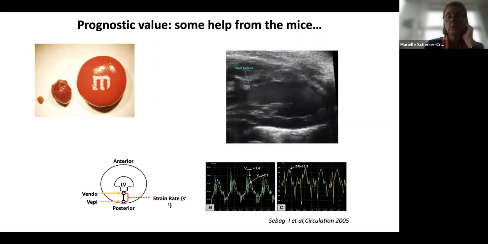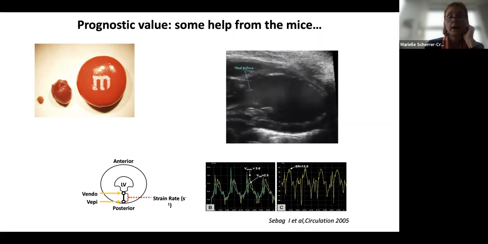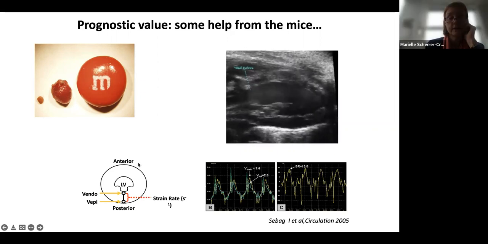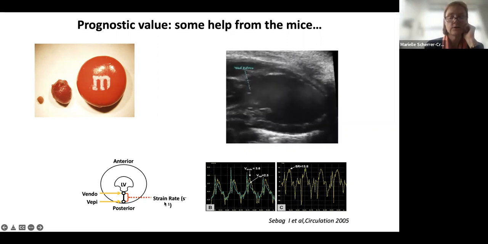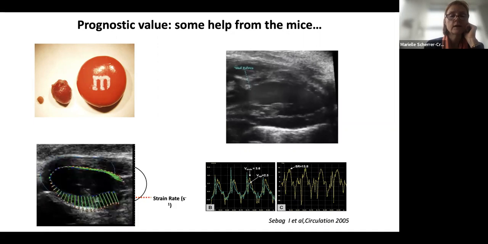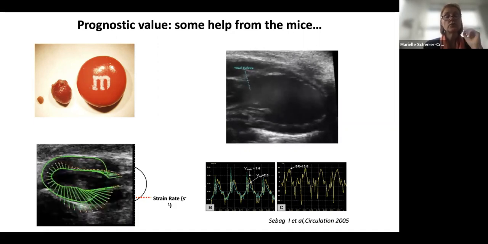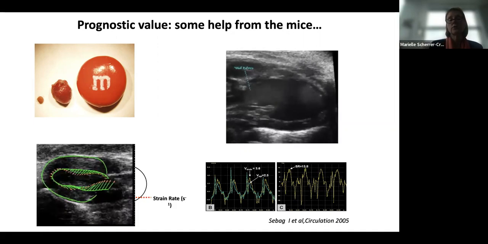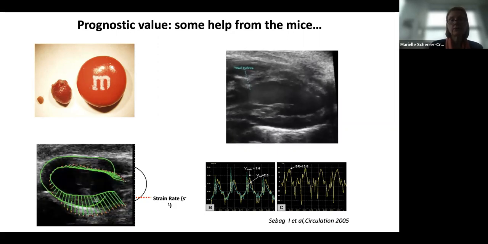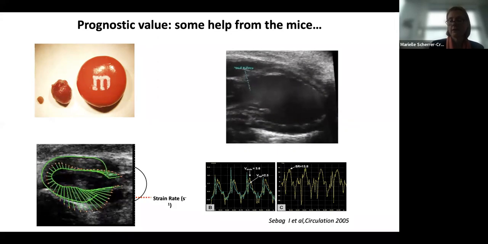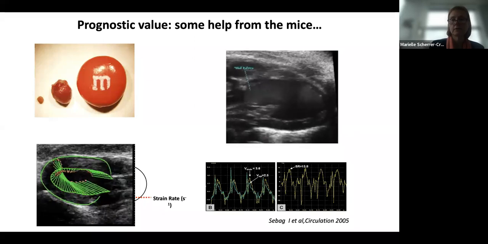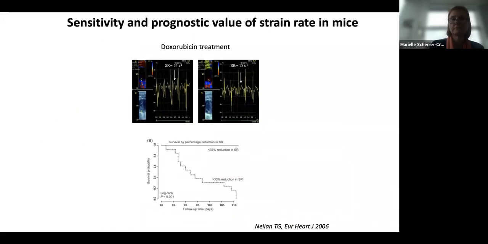Igal Sebag, who came from McGill, did some work to validate tissue Doppler analysis and strain rate, so the rate of deformation in mice. And then more recently, there have been tools to look at the strain, so the integral of the strain rate, the deformation itself in mice.